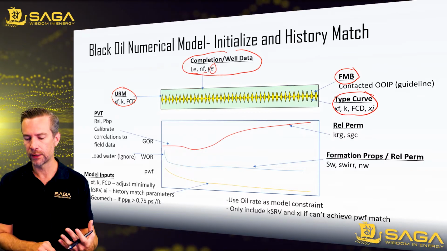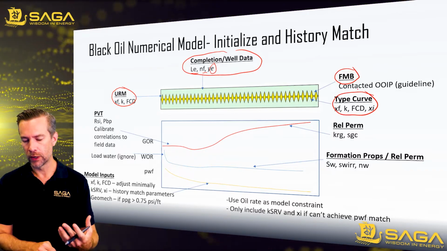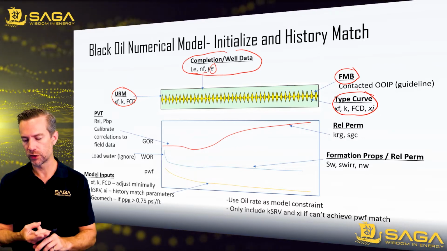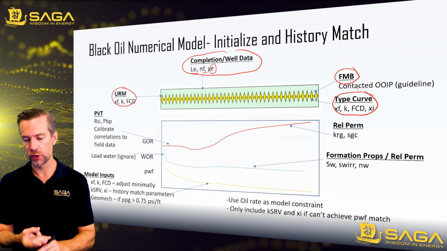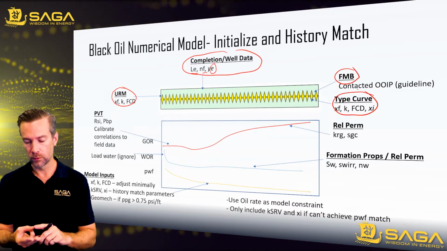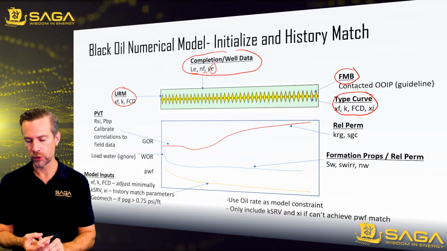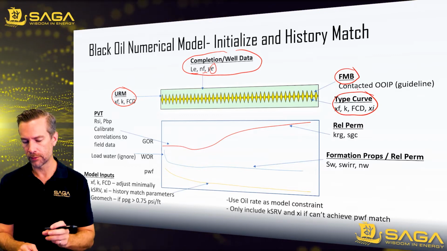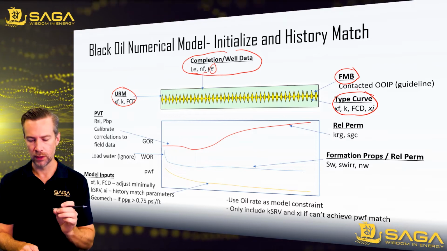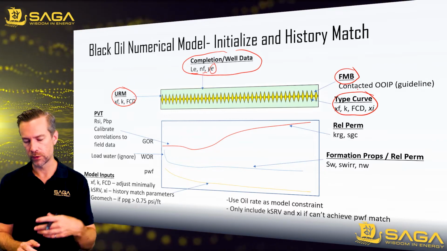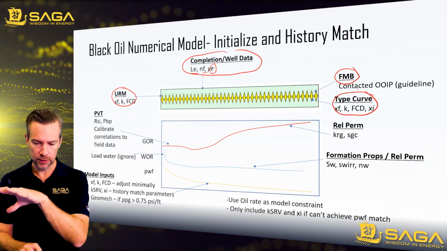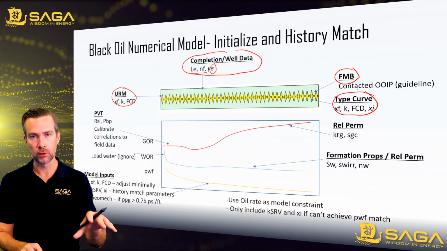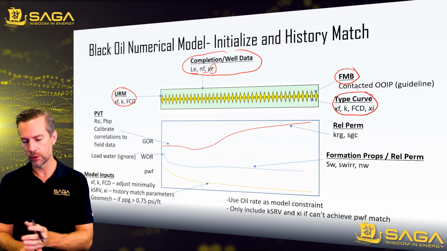When we are history matching a black oil numerical model, we're really looking at 3 channels. And those 3 channels that we want to history match are the GOR, or gas oil ratio, the WOR, or water oil ratio, and the flowing pressure. And almost without exception, I'm going to set the constraint in the model to oil production rate. So in other words, the model is going to run by simulating the pressure response to a defined oil rate. So that's the PWF response.